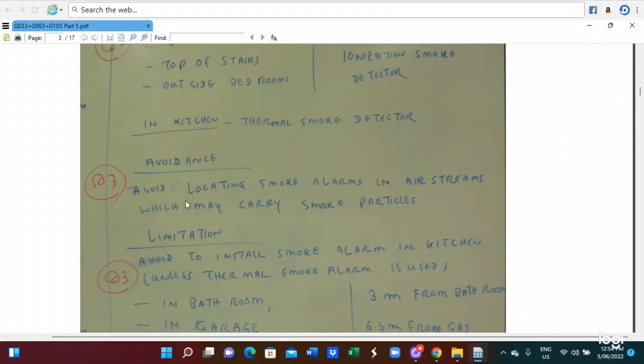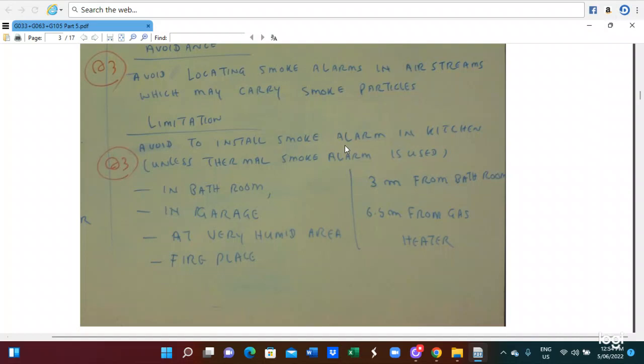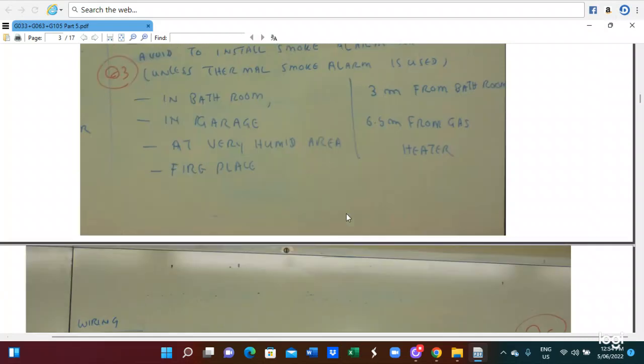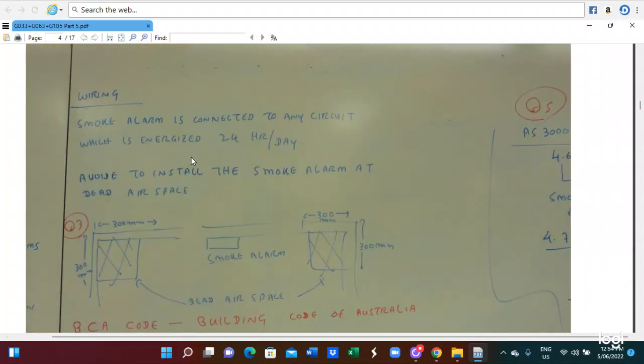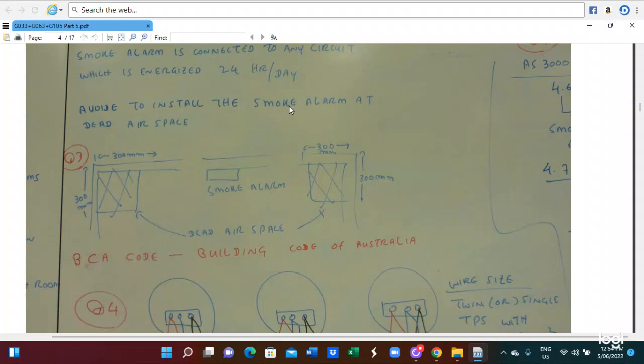We need to avoid locations in an airstream that may carry smoke particles. Also avoid installing the smoke alarm in the kitchen unless a thermal smoke alarm is utilized. We should not use the smoke alarm in the bedroom, garage, very humid places, or fireplace, and we should keep the smoke alarm 3 meters from the bedroom and 75 meters from the gas heater. The smoke alarm is controlled by the circuit, which is energized 24 hours per day. So we have to avoid installing the smoke alarm at a dead space.